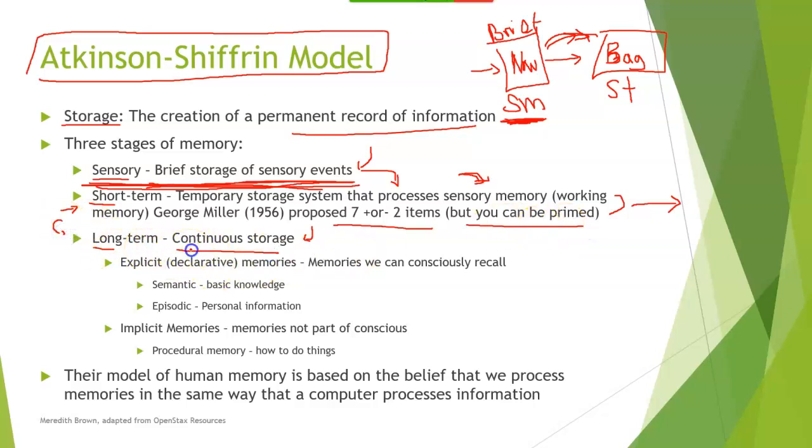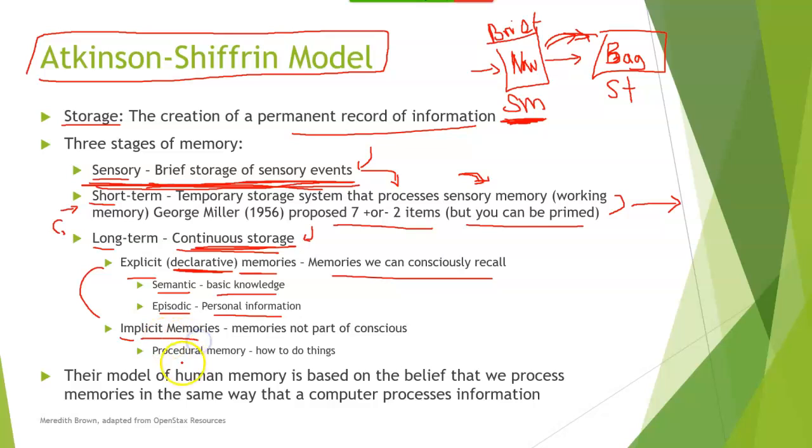This is continuous storage, okay? You have different types of long-term memory. You have explicit and implicit. Your explicit is your declarative memories. These are memories we consistently recall. Semantic is your basic knowledge, history, things like that. Episodic is your personal information. Your birthday, your favorite color, personal information.